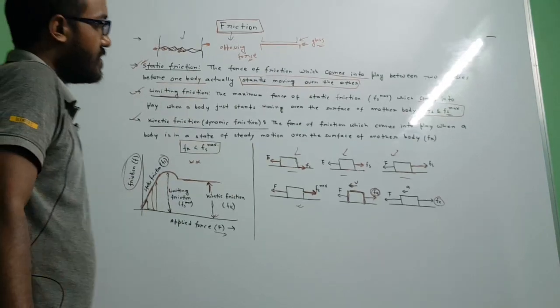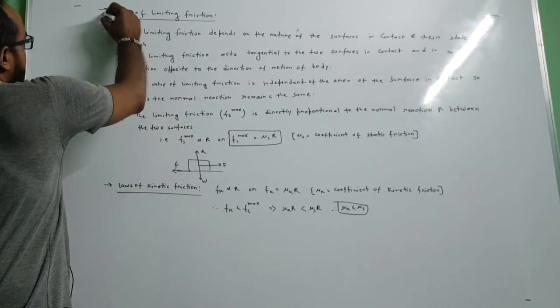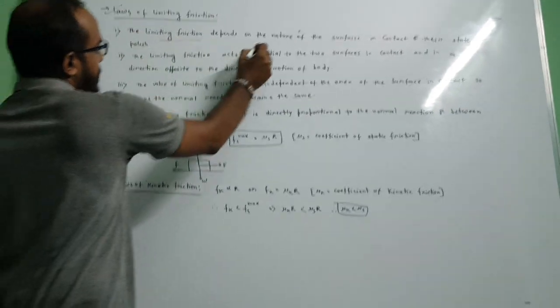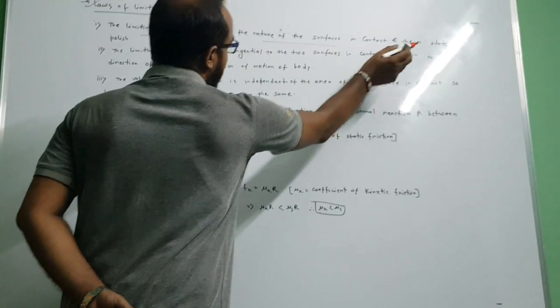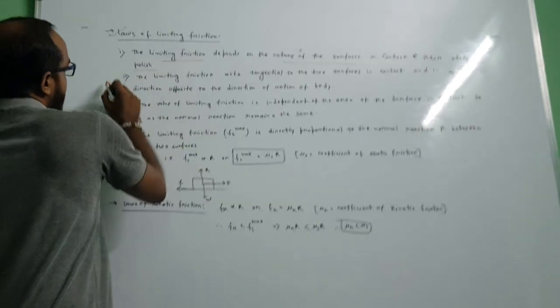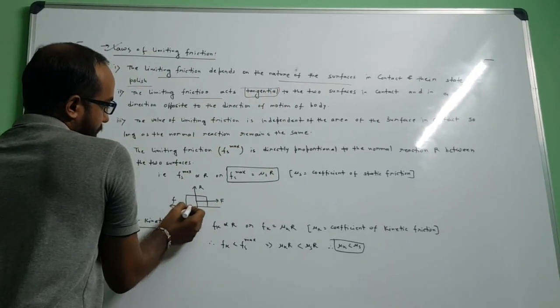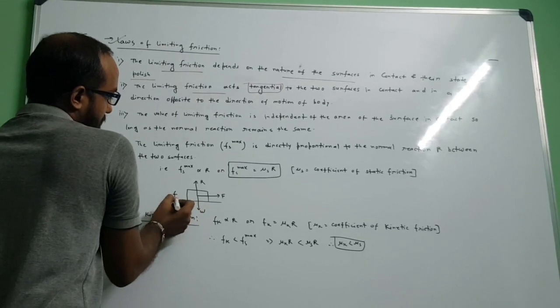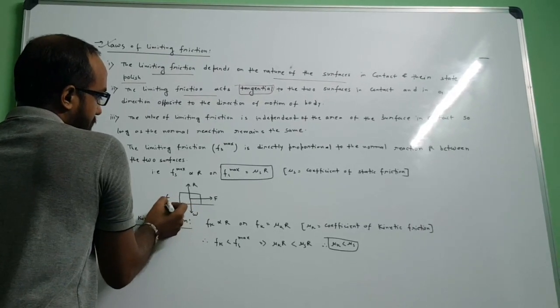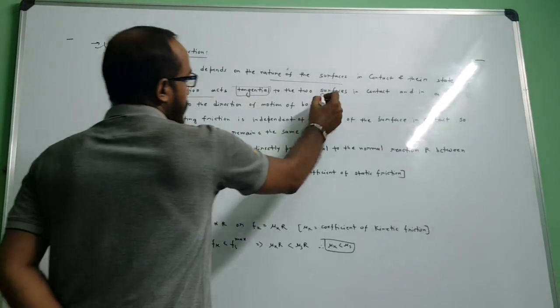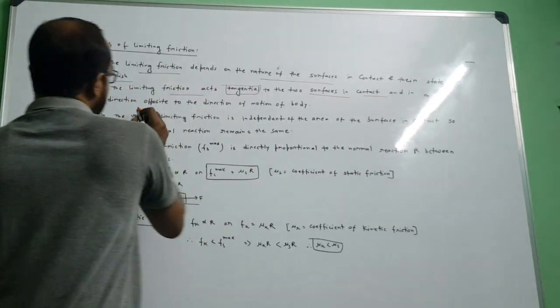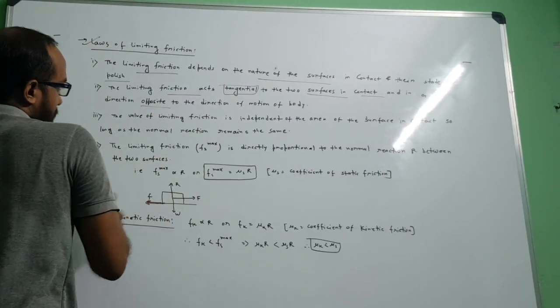Now we'll move forward to our next topic. Let us see laws of limiting friction. The limiting friction depends on the nature of the surface in contact and their state of polish. The limiting friction acts tangential. On any surface, the friction acts on the opposite side, tangent to the surfaces in contact and in a direction opposite to the direction of motion.